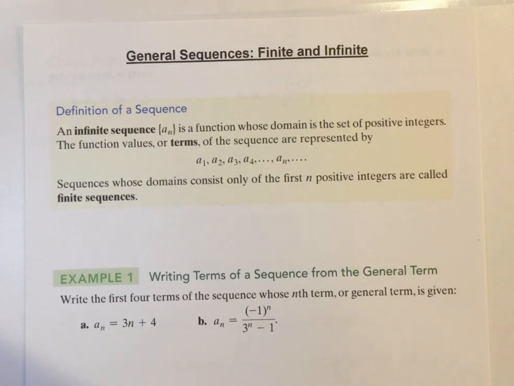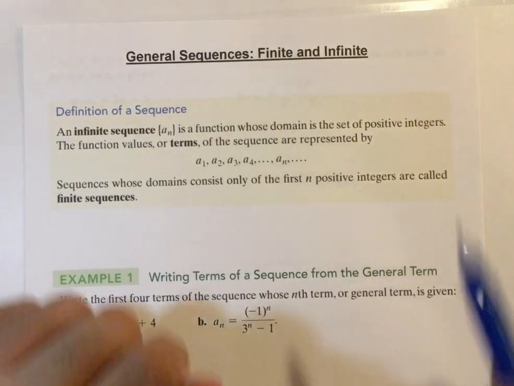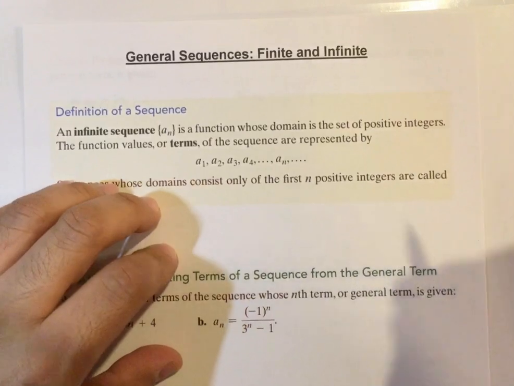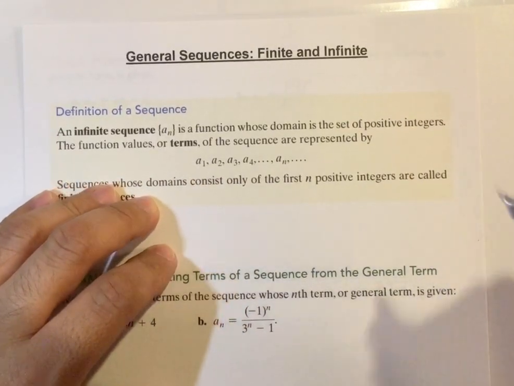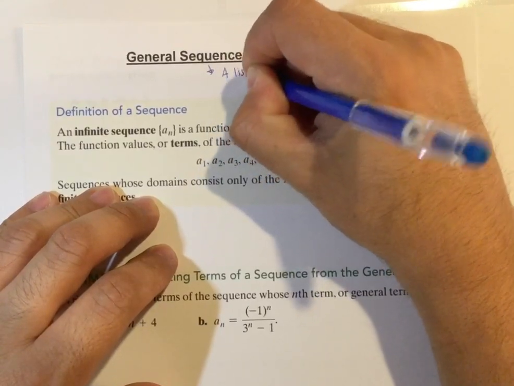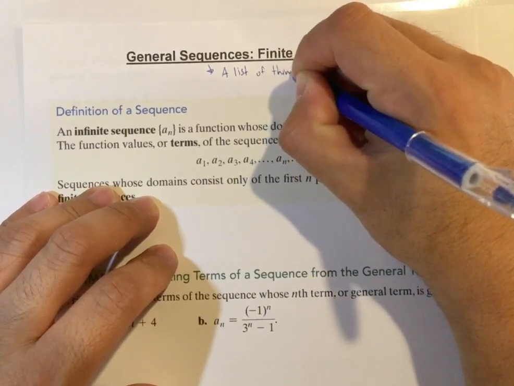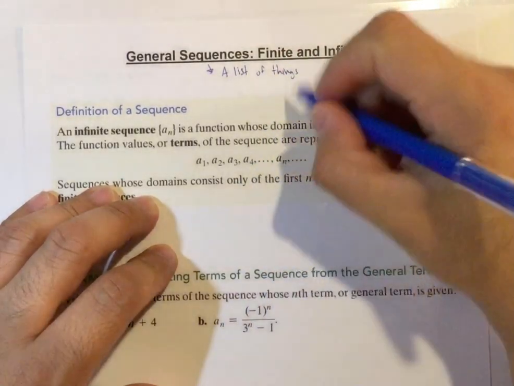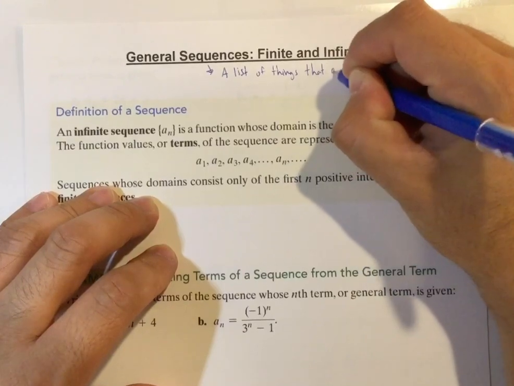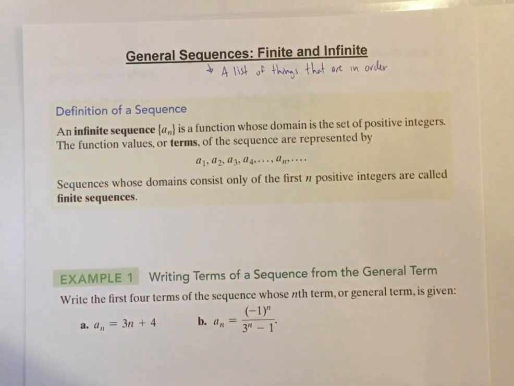All right, these are the notes for the general sequences and finite and infinite. And just a little background knowledge here. A sequence is just a list of things that are in order. It's usually numbers. So a sequence is a list of things that are in order. So that's what a sequence is, and usually the things we use in sequences are going to be numbers.